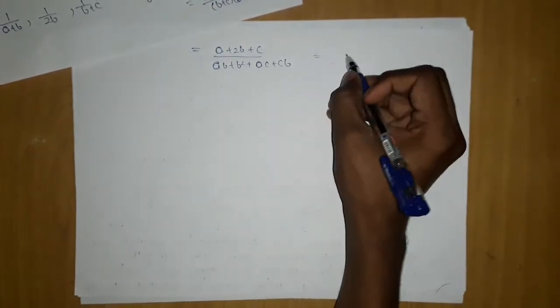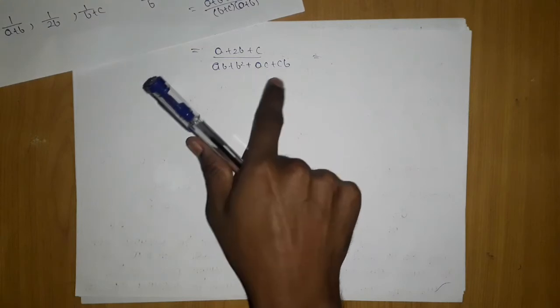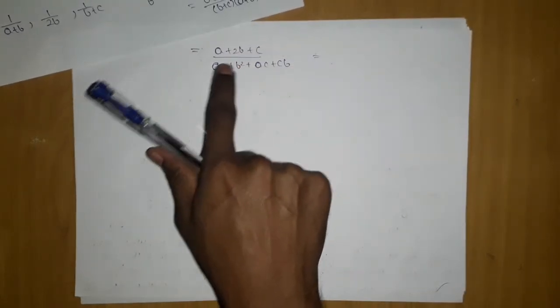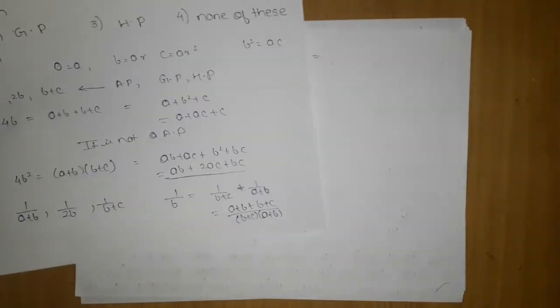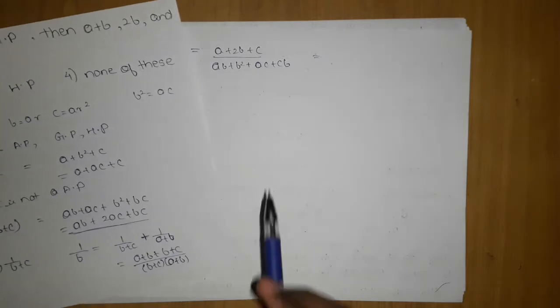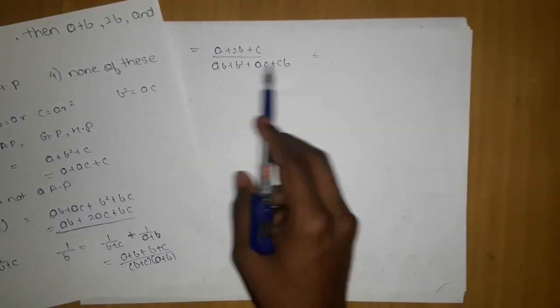Fine. After this what we can do? 2B is there. Here either I change AC into B square or I change 2B into something else, because I have one condition, B square is equals to AC. So I can use any of them, as per my convenience. So let's try to manipulate this one.